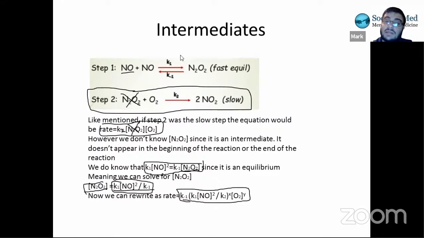K-1 is not saying that it's the negative of K1. What it's saying is it's the reverse of K1. It's the reverse reaction of the first reaction. So K1 is the rate of reaction 1. K-1 is the rate of the inverse of reaction 1, right? It's the reverse of reaction 1, essentially. It's the backward step, if you want to think of it that way. It's the rate of the backward step.